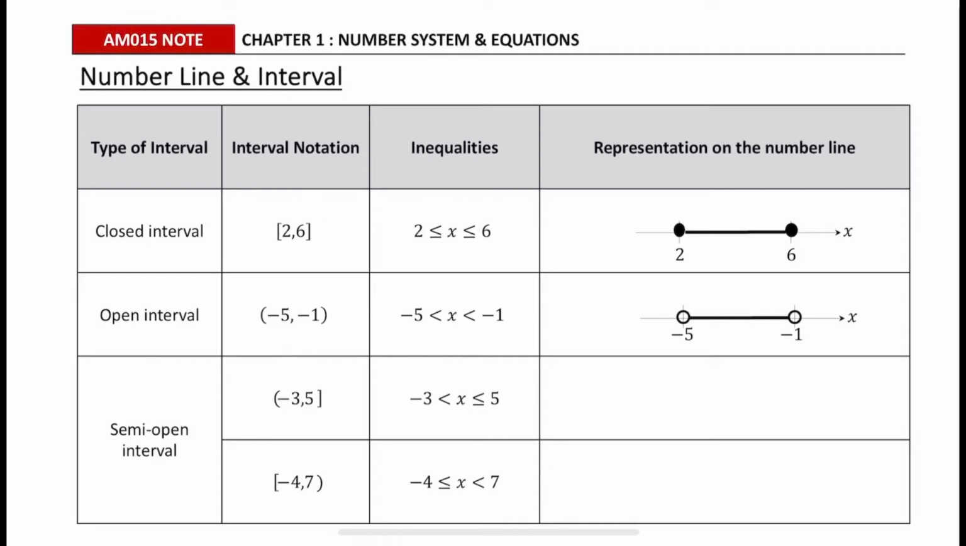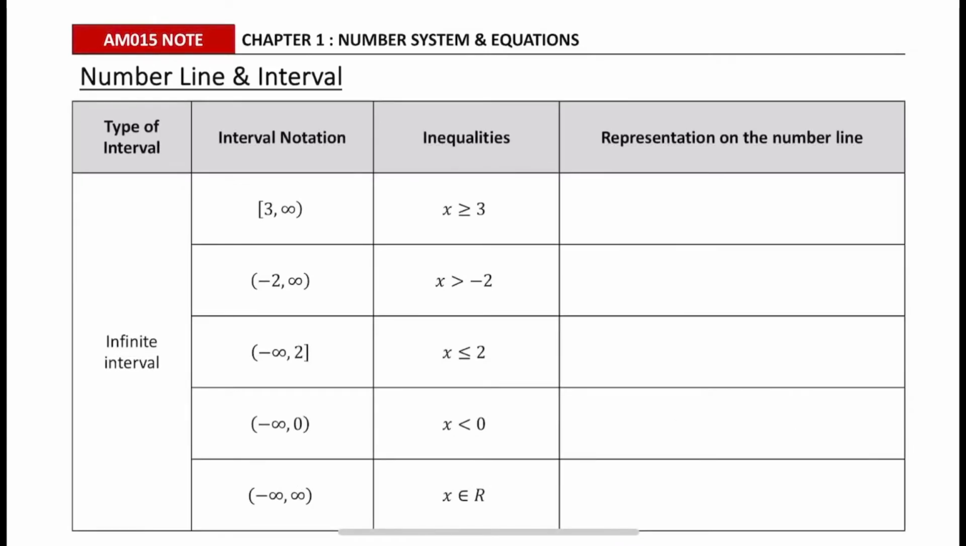For interval -3 to 5, the inequality is x greater than -3 and less than or equal to 5. This means that -3 is excluded and 5 is included. So, the line has an empty circle at -3 and a dense circle at 5. The interval -4 to 7 is the other way around.